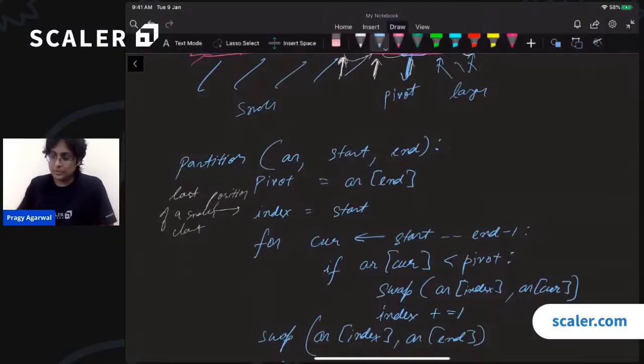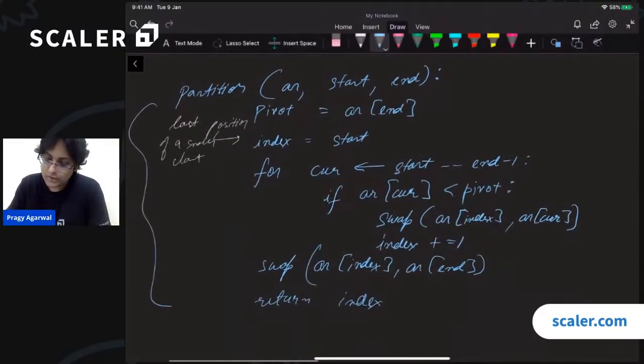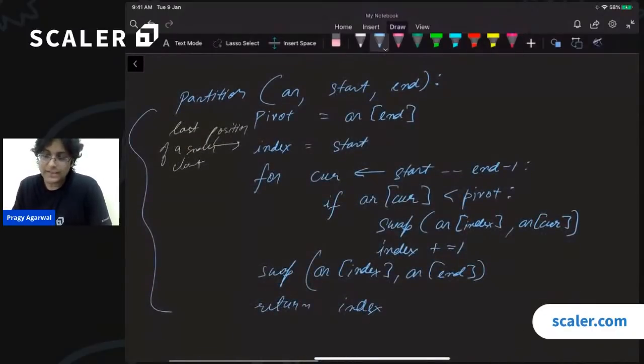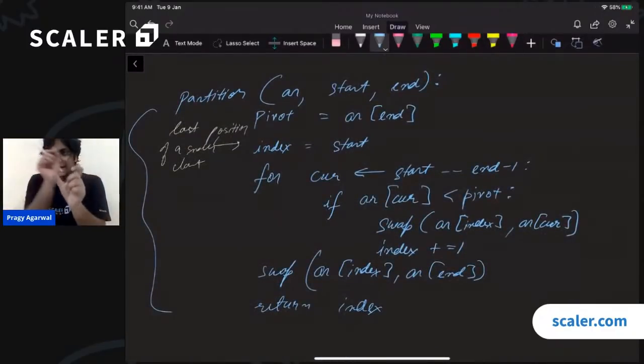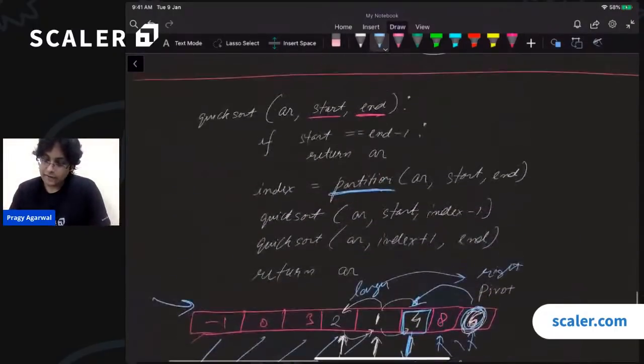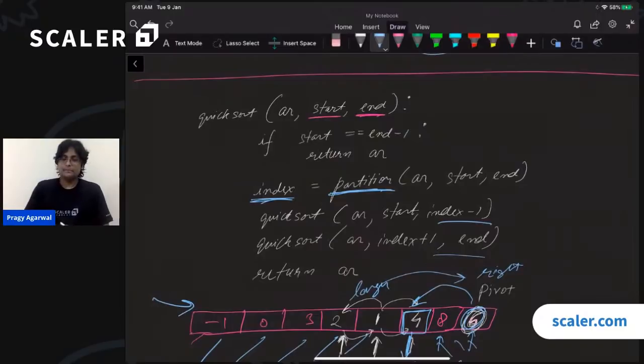Okay. So basically, this code is doing exactly the same thing that we discussed over here. What it will do is choose the last element, find its correct position, and partition the array around this pivot. And it will return the correct position of that pivot. It will return that index, and we will use this index further. So we are getting this index over here, and we are calling quicksort again recursively based on this index.